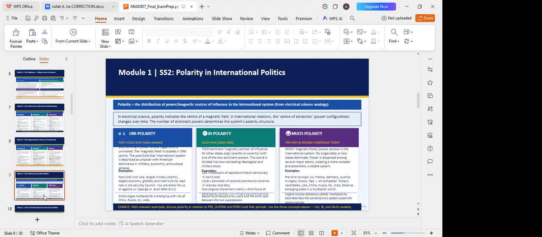But bipolarity is when we have two dominant powers that influence the international system. Understand? That is two countries influencing the international system. They are the powerful countries in the international system. Understand? So all other countries in the international system fall under these two countries by forming alliances. So the world is now divided into two. One is going to support one country, the other party is going to support the other country.